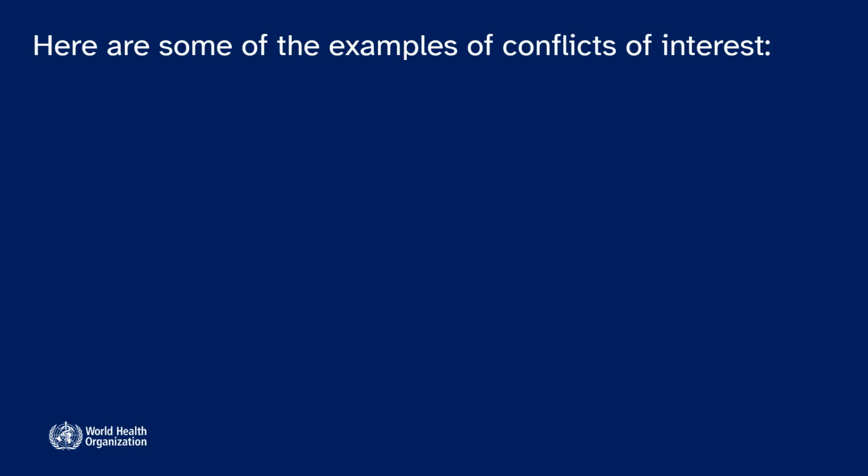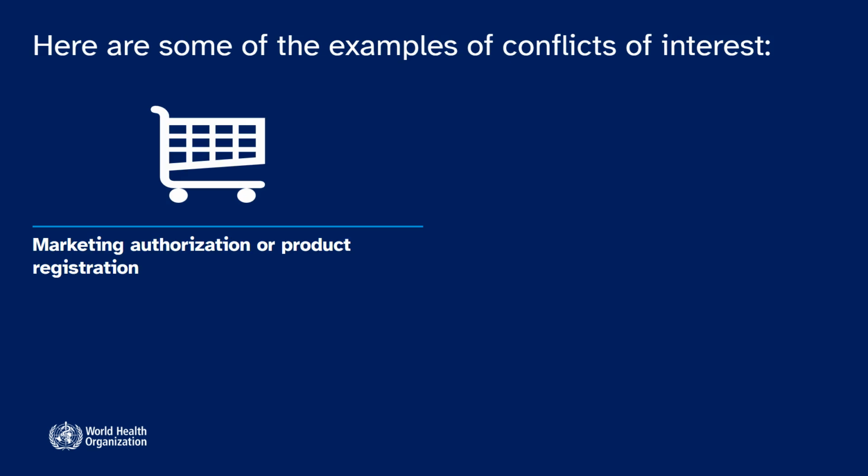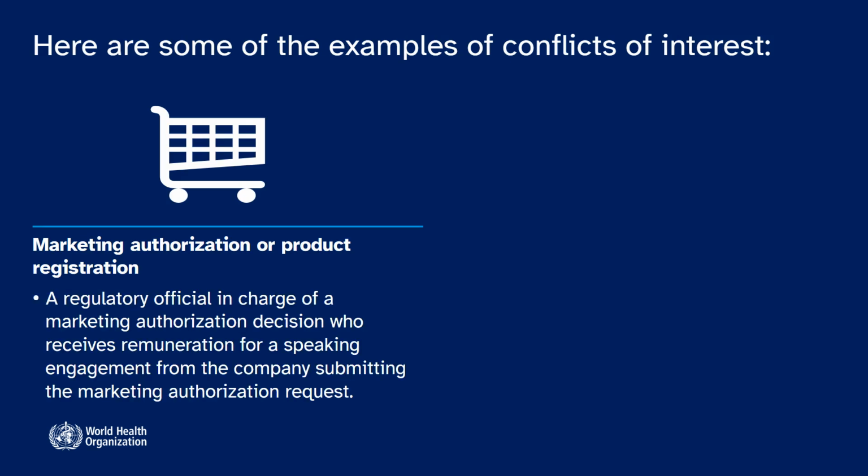Here are some examples of conflicts of interest in different areas of the pharmaceutical system. 1. Marketing authorization or product registration. A regulatory official in charge of a marketing authorization decision, who receives remuneration for a speaking engagement from the company submitting the marketing authorization request.